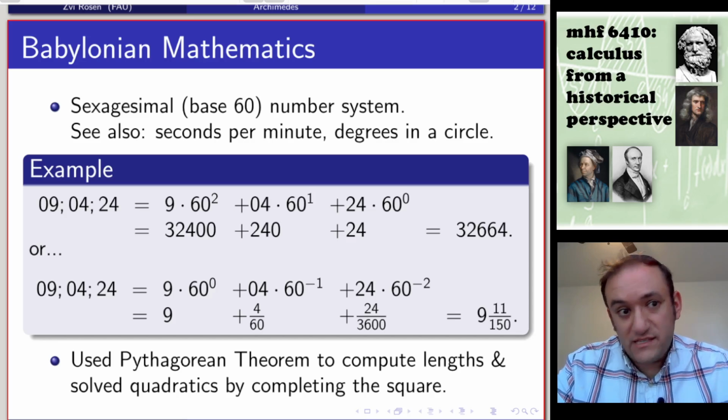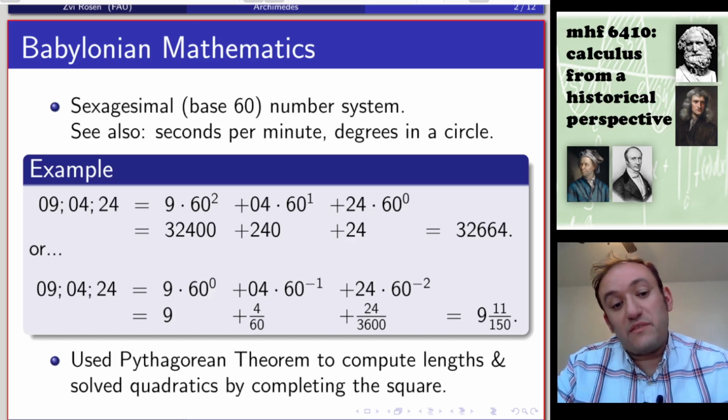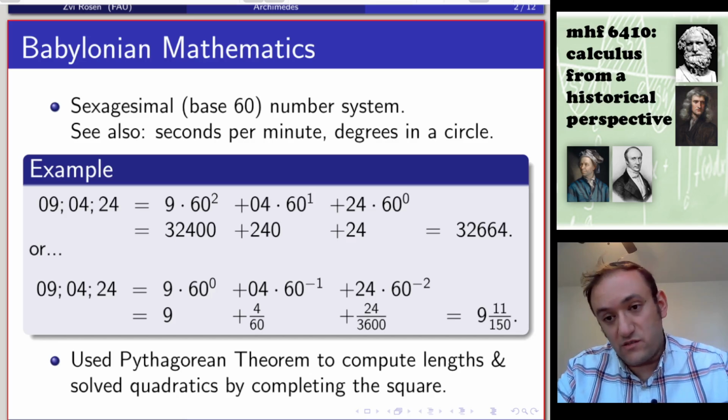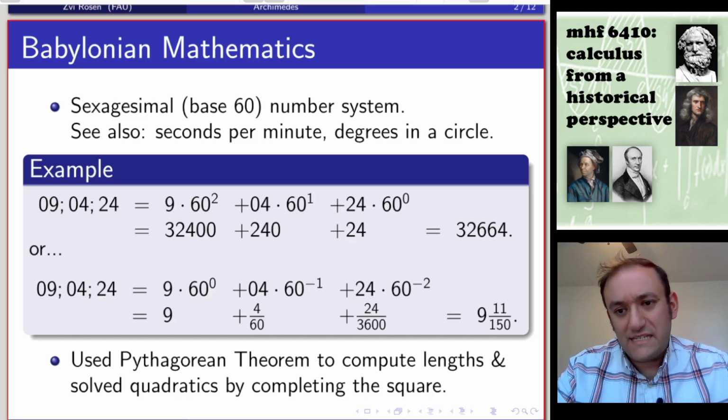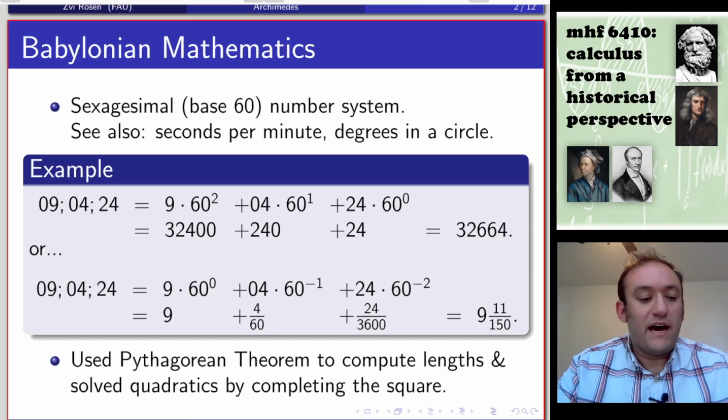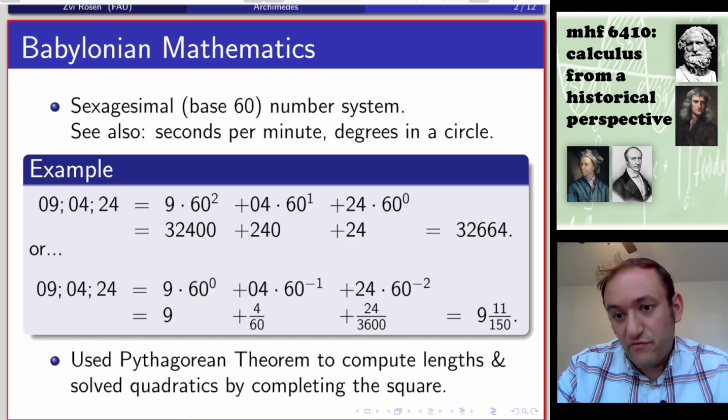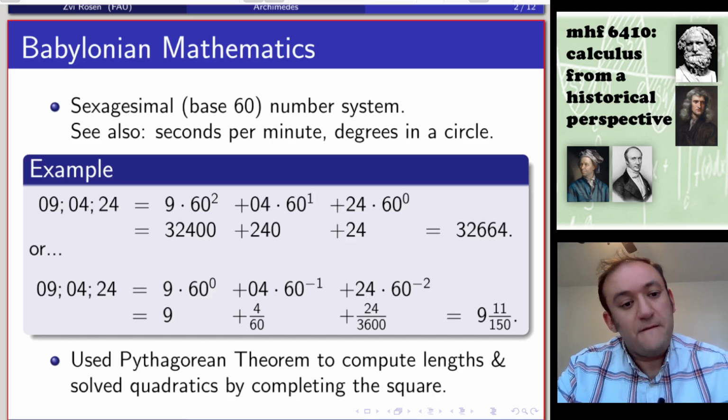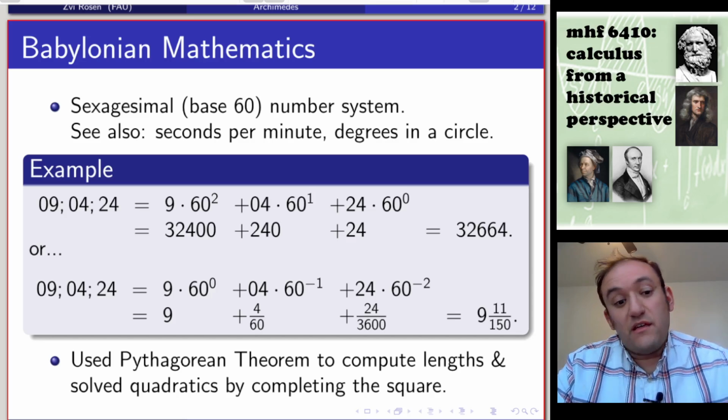Other mathematical things the Babylonians were doing were using the Pythagorean theorem to compute lengths and solving some quadratic equations by completing the square. They didn't formalize this as equations. They didn't have the notation of variables to solve and things like that. But they were able to solve geometry problems that were equivalent to quadratics.